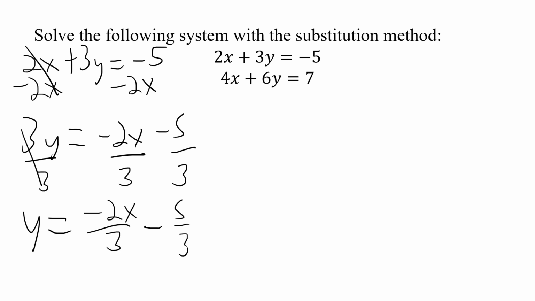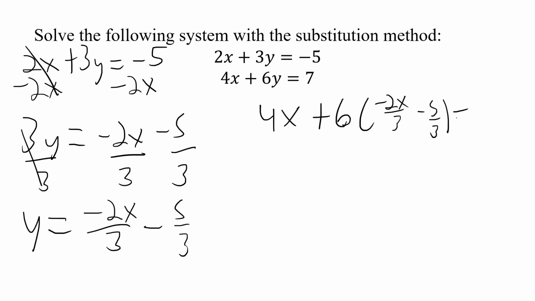And since that's what y is, I can now turn to my second equation and replace the y with what it is. Negative 2x over 3 minus 5 over 3, and it equals 7. I'm going to distribute, and what I get is 4x. 6 divided by 3 is 2. 2 times negative 2 is negative 4, and there was an x on the end. I'm getting the x from right here. And then 6 divided by 3 is 2. 2 times negative 5 is negative 10.